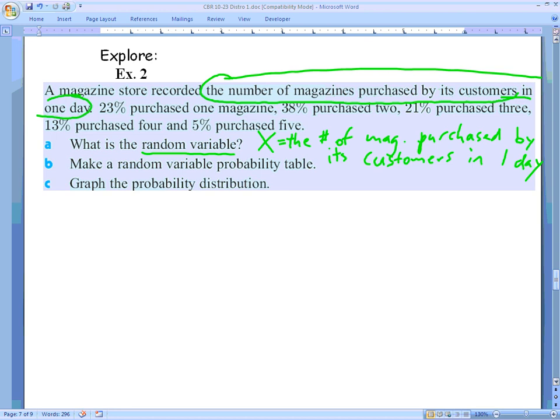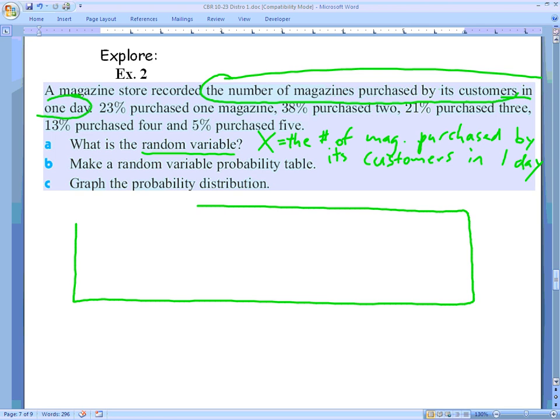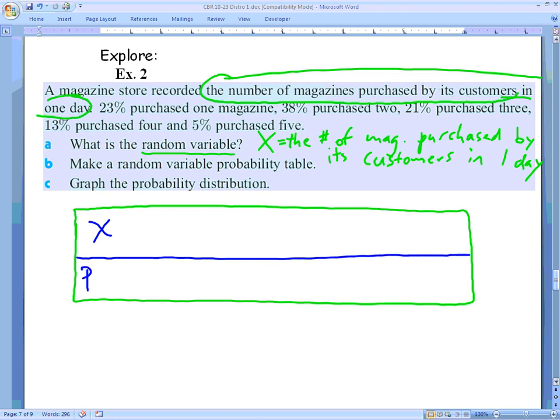Make a random variable probability table. So for our probability table, we are going to list two things. I'm going to do a horizontal table. That's how you usually see them. We're going to have X, and we're going to have the probability that big X equals little x. Seems crazy, I know, but that's what we do.